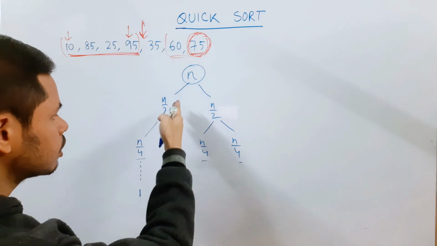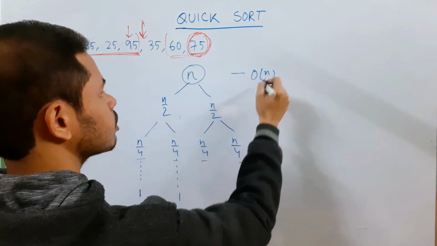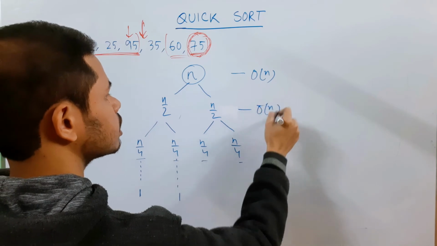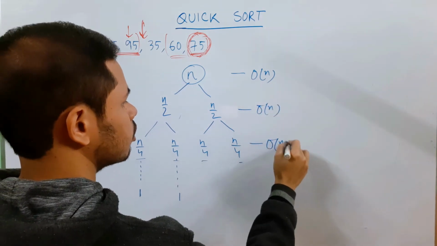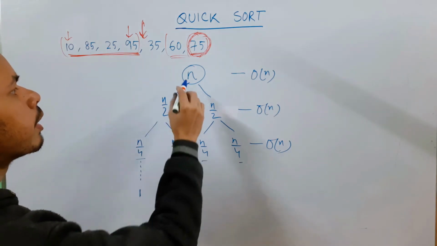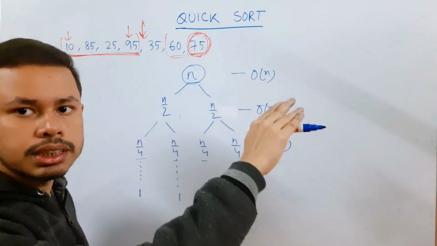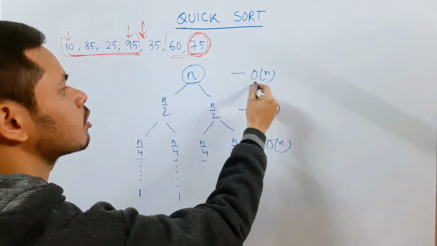So all the levels will require order of n time. This requires order of n, this requires order of n, and this requires order of n. Why order of n? Because the partition method in this case needs to check all the elements in the array. So that requires order of n time.